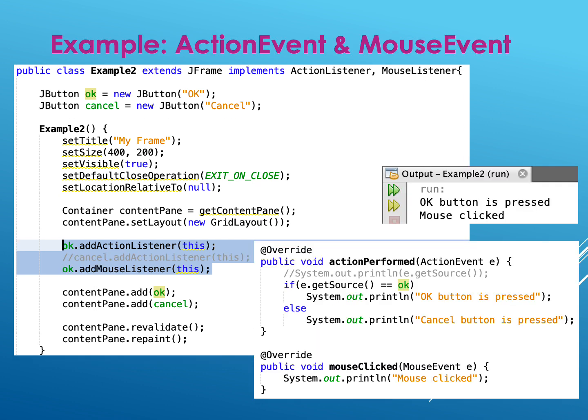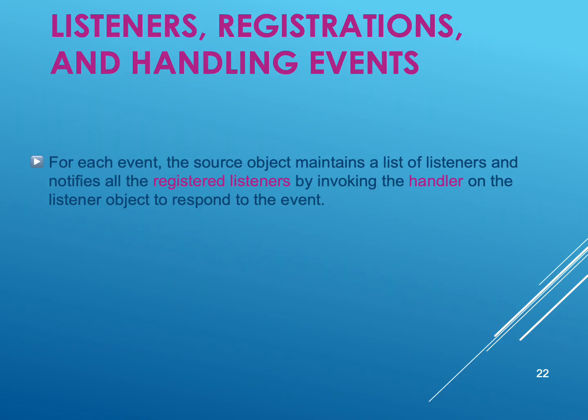Any source object that we have can have several events. For example, for the JButtonOK, I have addActionListener and also addMouseListener. And the methods that I have are actionPerformed and mouseClicked. So when the user clicks on the OK button, it will print out "OK button is pressed, mouse click". For each event, the source object maintains a list of listeners and notifies all the registered listeners by invoking the handler on the listener object to respond to the event.